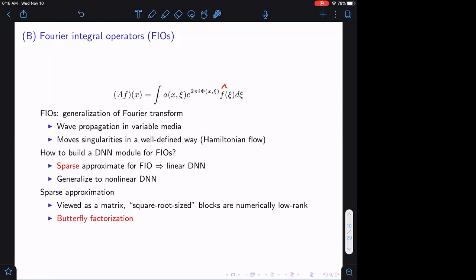Now, the Fourier integral operator is very important for wave propagation in variable media. It represents the parametrix of the wave equation.